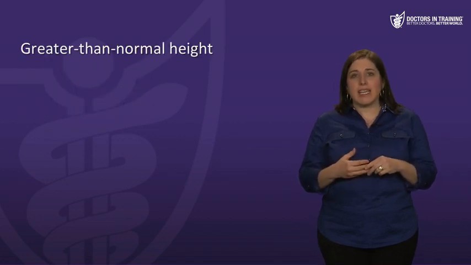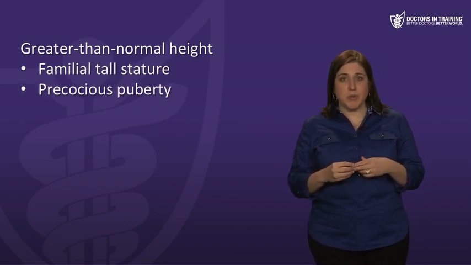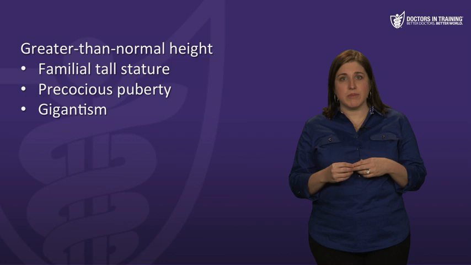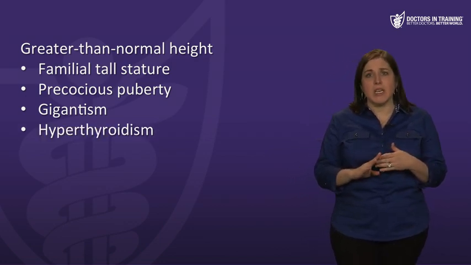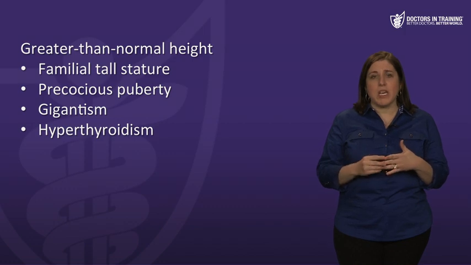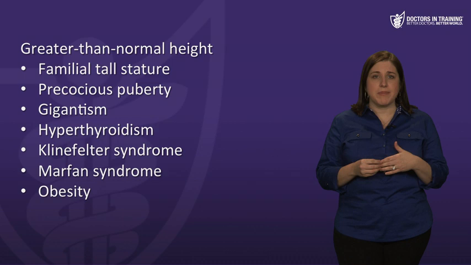Greater than normal height can be associated with familial tall stature, precocious puberty, gigantism due to excess growth hormone, hyperthyroidism due to excess thyroid hormone, Klinefelter syndrome, Marfan syndrome, or obesity.